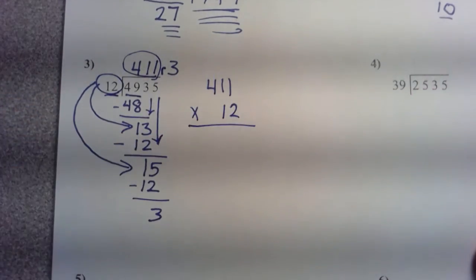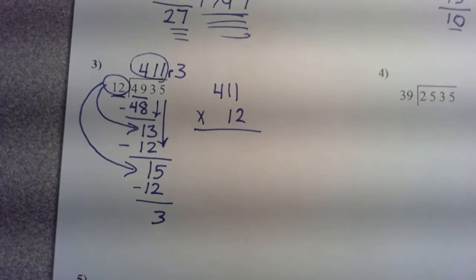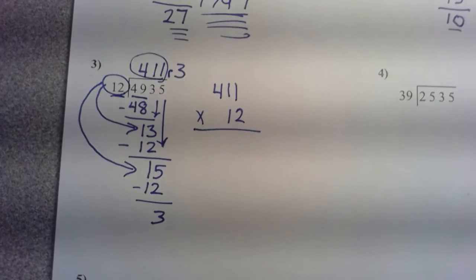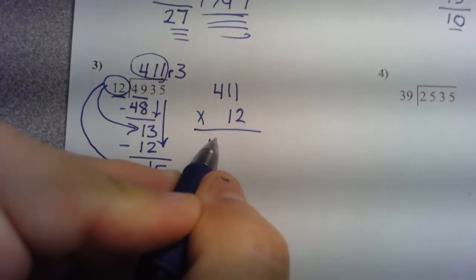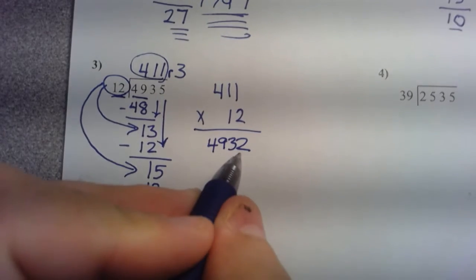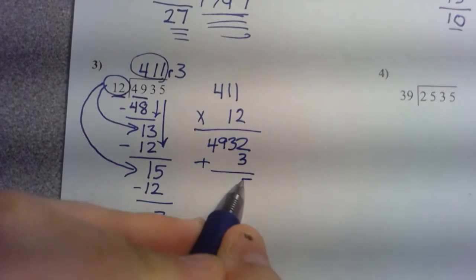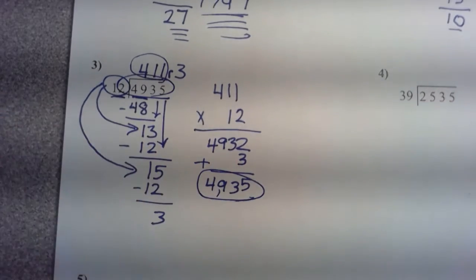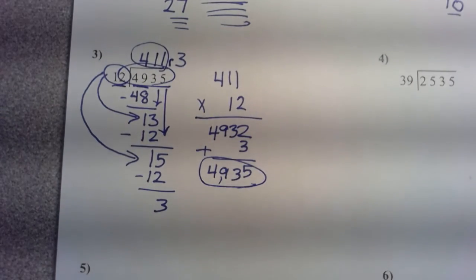Now you can technically do that on paper. You've done it before, but that's not what I'm worrying about right now. 412 times 12 equals 4,932. And then what's my remainder? So I add that on and I get 4,935. I know that I'm right because both these numbers are 4,935.